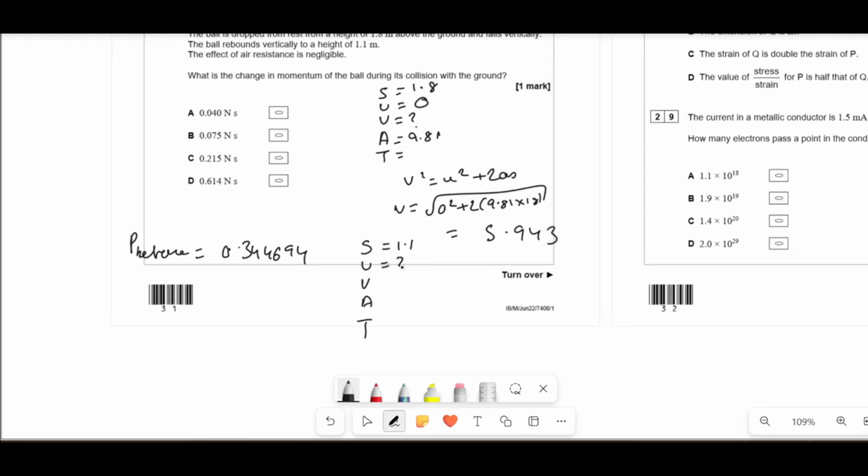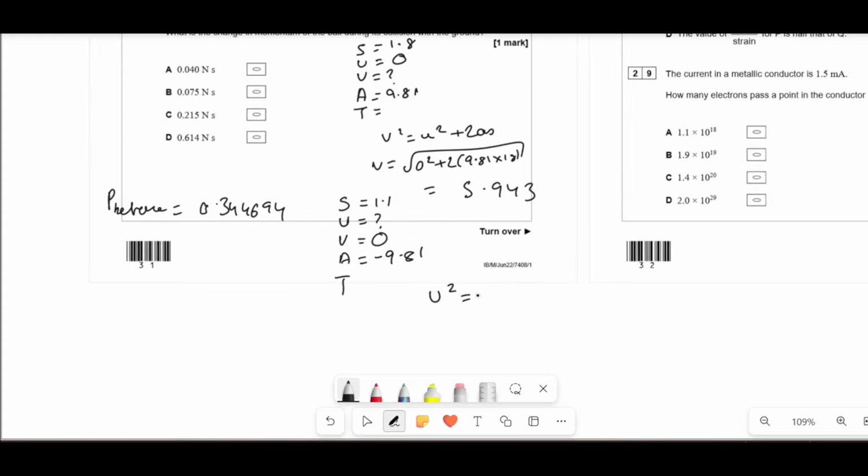So the initial velocity, we don't know, because we don't know how much... If it was a perfectly elastic collision, then it would go up the same amount, but clearly it's not gone up the same amount. So U, we don't actually know. V, we know, is going to be 0, because it eventually stops. A is going to be minus 9.81, because remember, I'm calling S upwards positive, and A is negative, and time we don't care about. So we're looking for U, because then that'll tell us the velocity right after the collision has happened.